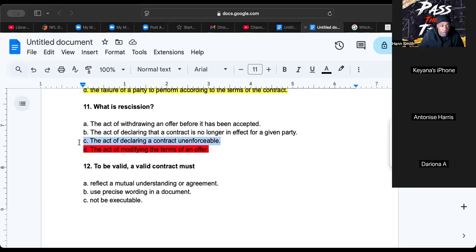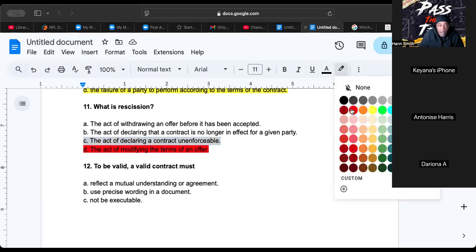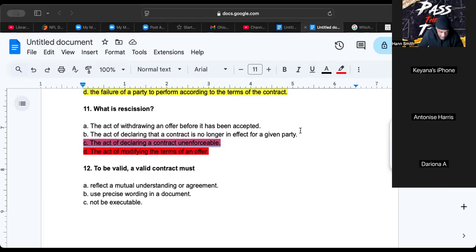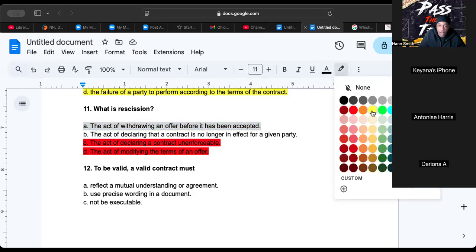Okay, cool. I agree. So that leaves what is rescission? The act of withdrawing an offer before it has been accepted. The act of declaring that a contract is no longer in effect for a given party. Which one of those is the best answer? If you had 55 points and this was question number 80, which one would we choose? I think I would choose A. All right, anybody disagree? If those were the two answers I was left with, I'm choosing A.